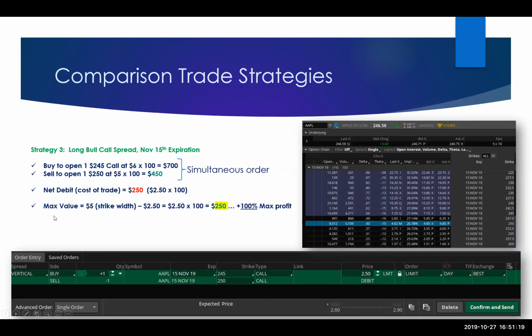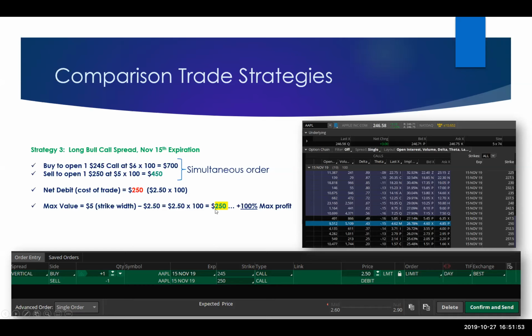Now, the maximum value of this spread is the strike width, which means however much money there is between these strikes is the most amount of money this spread will be worth. So in this case, 245 to 250 is $5. The maximum this spread will be worth is $5. If I'm paying $250 for it, that means the maximum I can make is $250, because $5 minus $2.50 is $2.50.